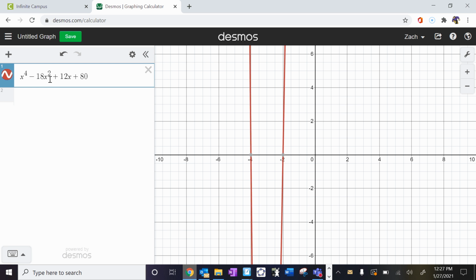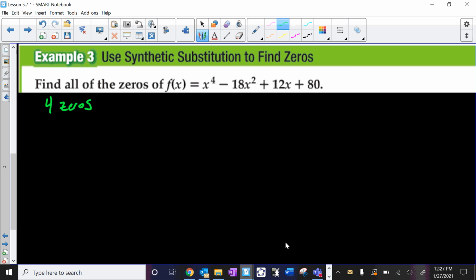So here's the same polynomial. The zeros are where it crosses the x-axis. So 2 of our solutions are x equals -4 and x equals -2. So I'm going to come over here and I'm just going to write x equals -4 and x equals -2. We know we have 2 real solutions, which means that the other 2 zeros are going to be imaginary.